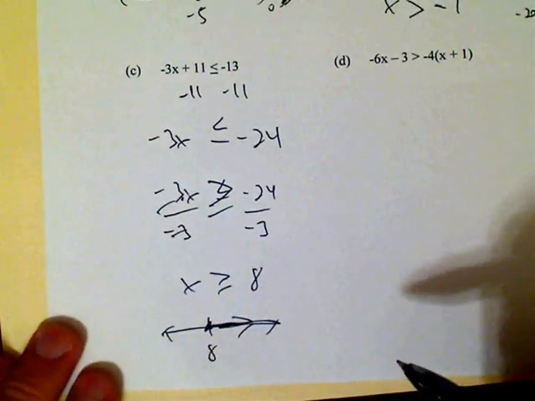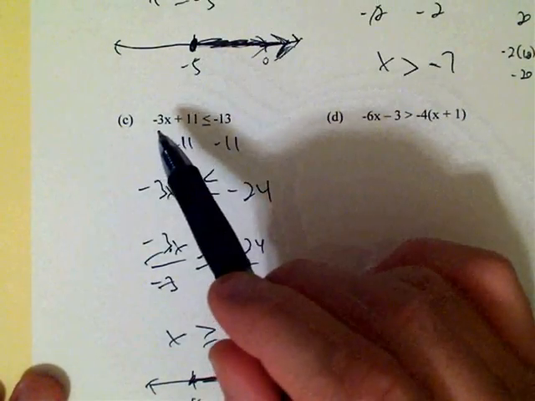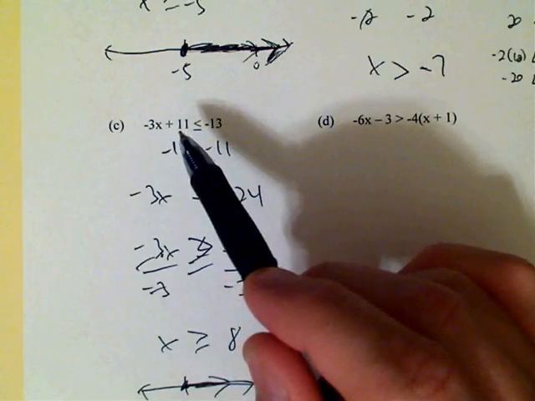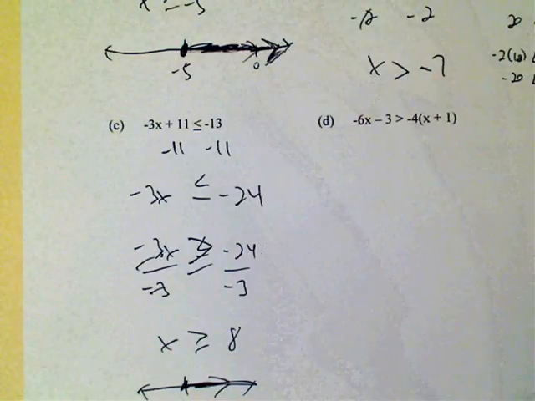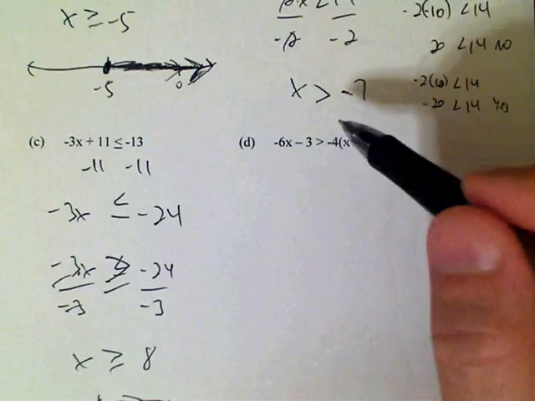You want to check it real quickly? Pick a number bigger than 8. Let's pick 9. Negative 3 times 9 is negative 27. Negative 27 plus 11 is negative 16. And negative 16 is less than negative 13. This one I'm just going to solve. I'm not going to worry about the graph. You get the idea of the graph, hopefully.